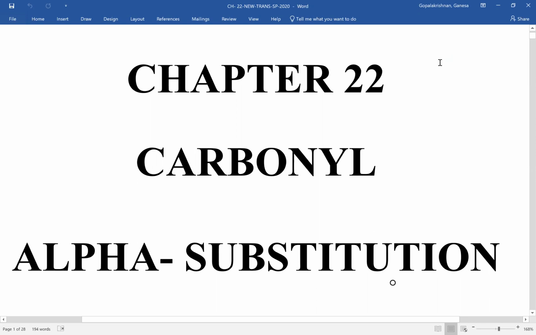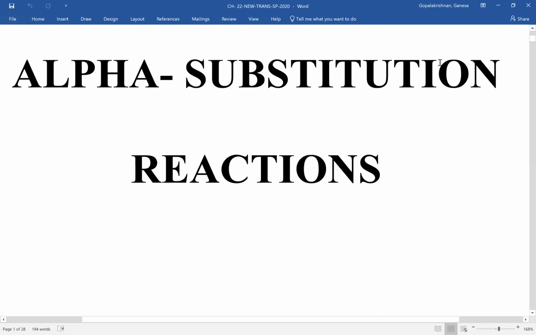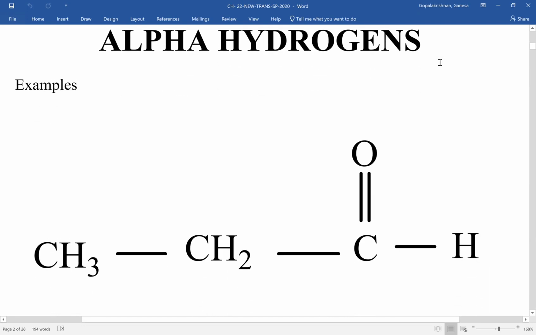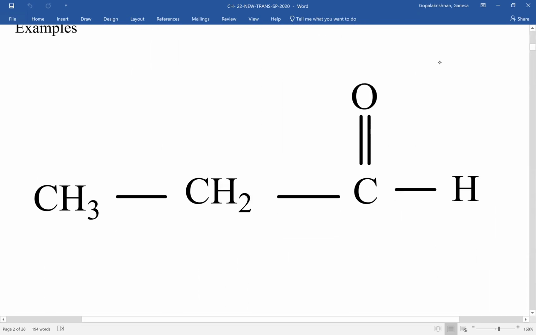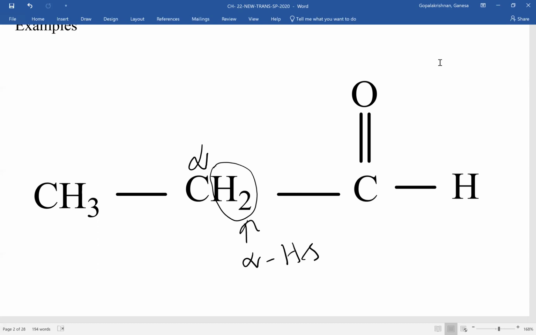Chapter 22, Alpha Substitution Reactions. This is an aldehyde. We know this carbon is the alpha carbon, the carbon bonded to the carbonyl group. The hydrogens on the alpha carbon are alpha hydrogens. Aldehydes always have one alpha carbon, so they have some hydrogens.